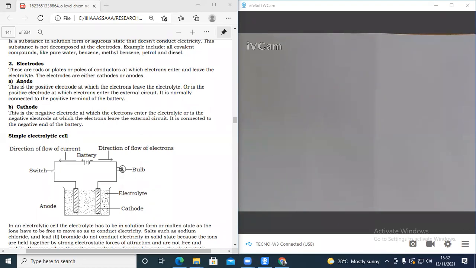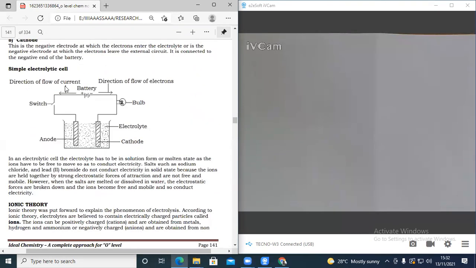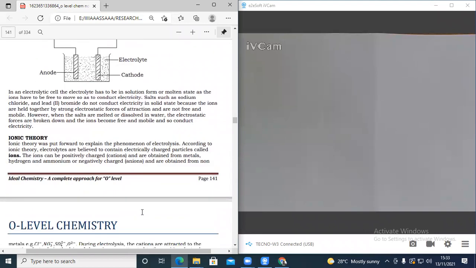At the anode, we expect to see negative ions coming here. At the cathode, we expect to see positive ions because the electrode is negatively charged. That is what we have there. So this is an electrolytic cell. We shall see positive ions, which show you the direction of flow of current, but electrons flow the negative way. So that is just a sample of what we had there.